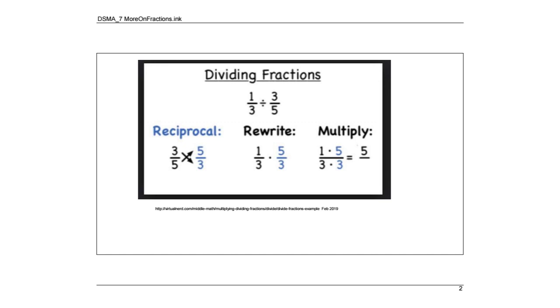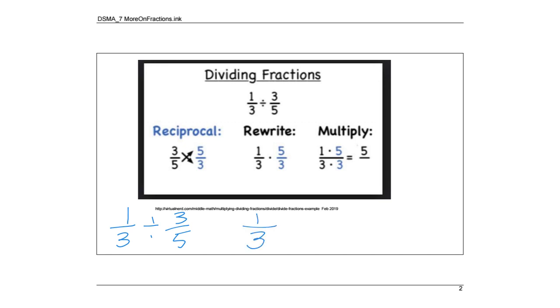Or some of you learned it as keep, change, flip. Anyway, let's get started. So we have 1/3 divided by 3/5. We've got to change it to multiplication. So we keep the first fraction, which is 1/3.